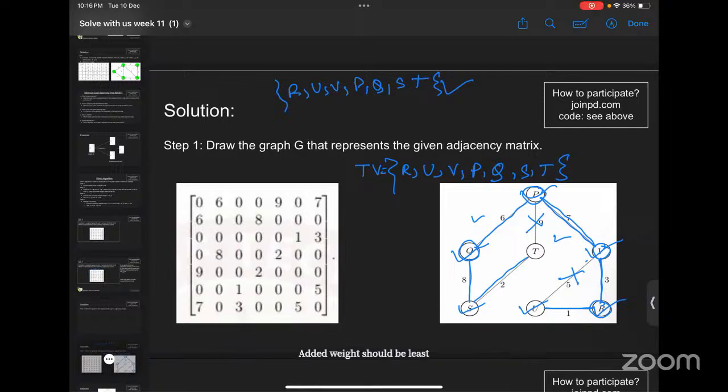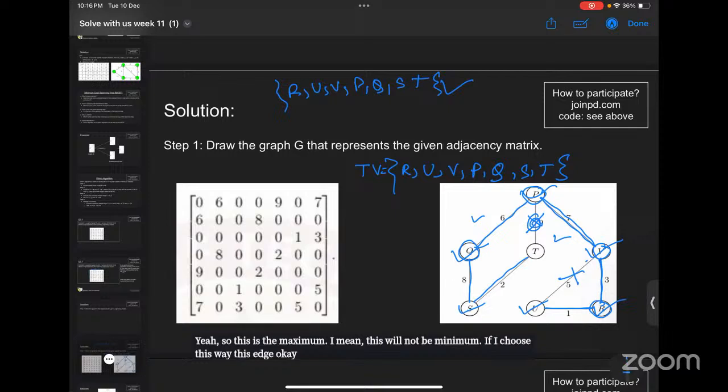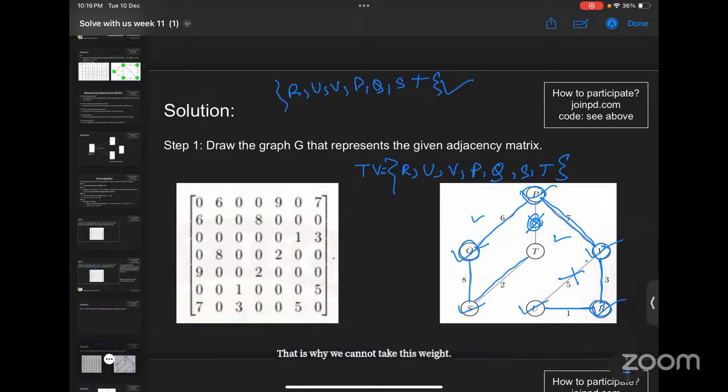It's getting 36 if we go with the weight 9 path, and it's 20 something without it. So this is the maximum. This will not be minimum if I choose this edge. Okay. That is why we cannot take this weight. Because here our aim is to find the spanning tree which has the minimum cost. Now, did you get the point? If not, then you can ask. I will again explain it. If yes, then let me know.